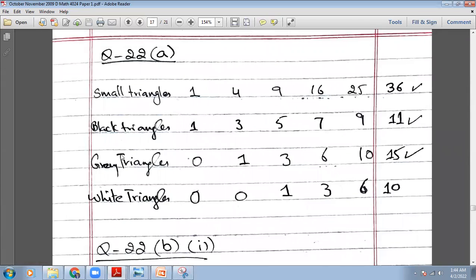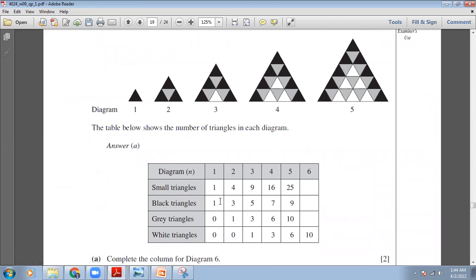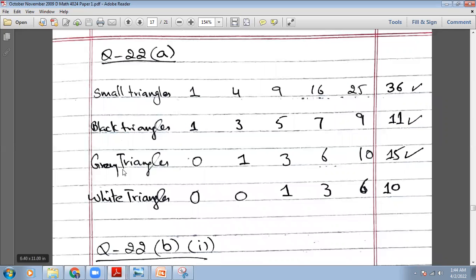Then we have the black triangles, the gray triangles, and the white tiles. For the black triangles, the sequence is 1, 3, 5, 7, 9. You can see they are adding up 2 each time. So 2 is added, then 2 is added, then 2 is added, then 2 is added. So the next term will be 11.